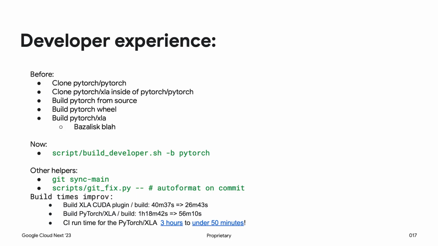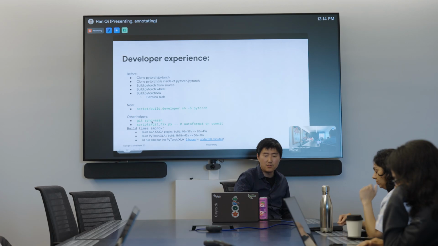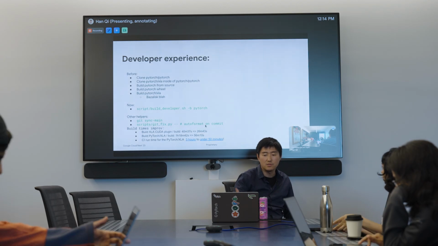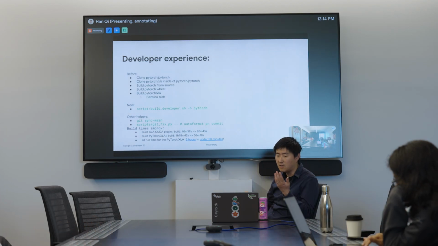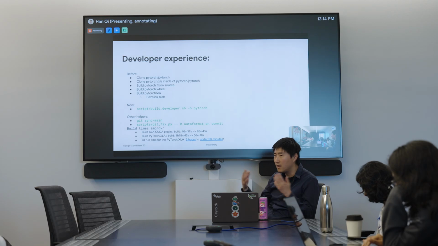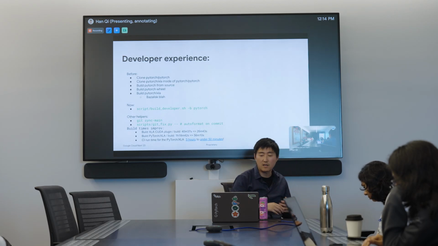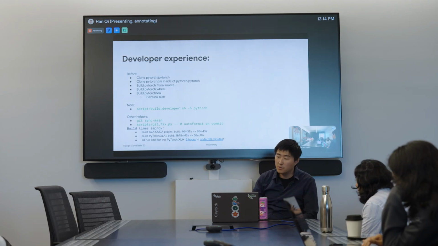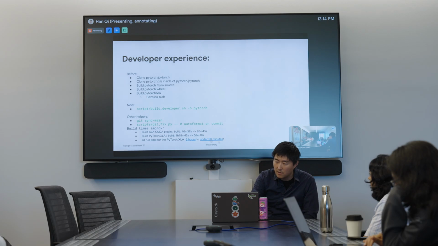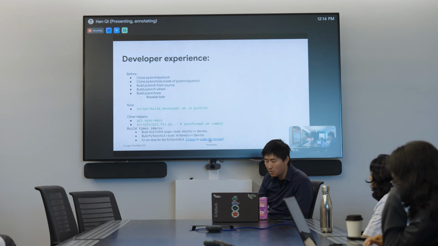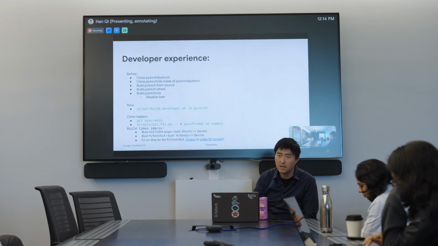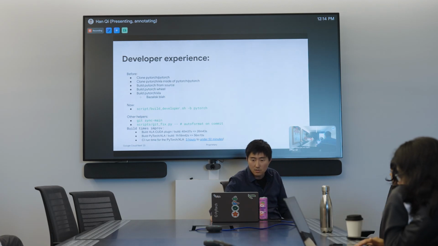And then we have this script. We added a few Git hooks for you to sync all the submodules and auto format before you submit, so you don't hit the clang format errors and stuff. We did a bunch of improvements on build time and CI runtime. So in the future, we'll keep doing that. We hope to get more contributors.